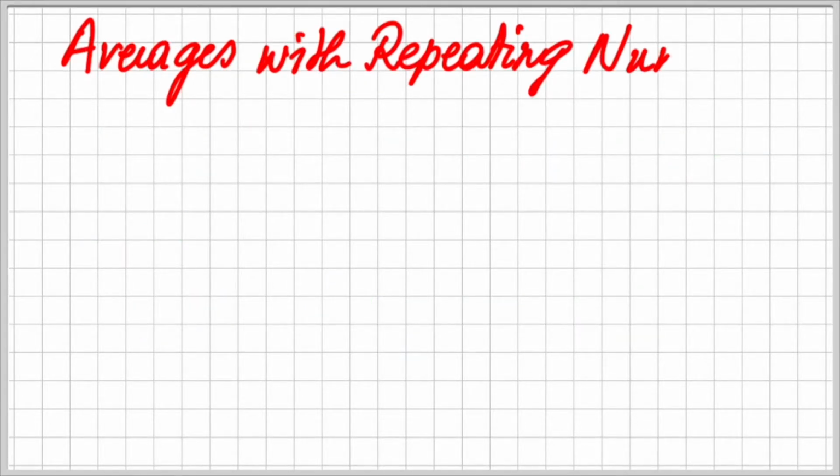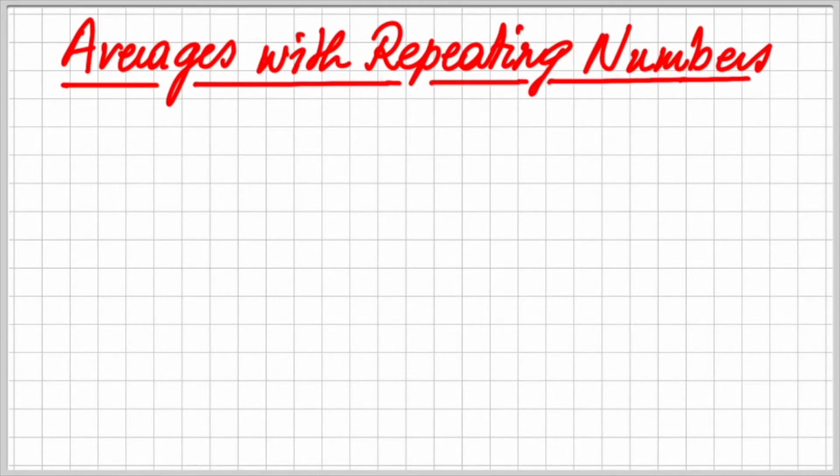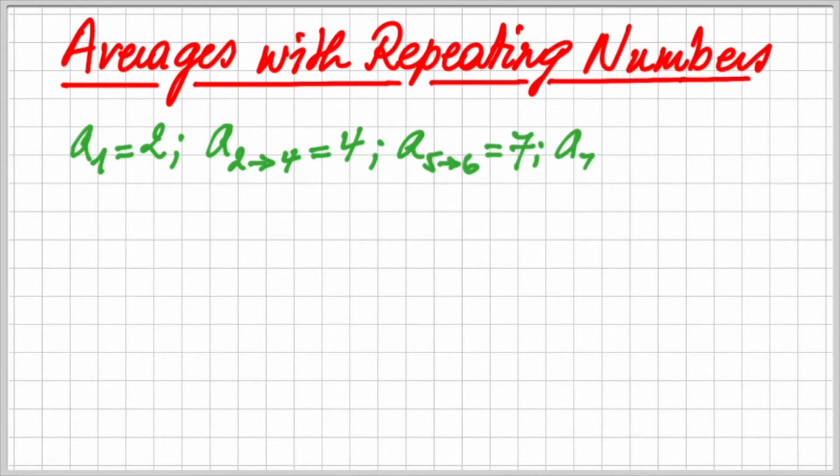Now let's have a look when we have some repeating numbers. In some cases we can have the same number reappear more times. In this case I have a1, which is equal to 2, only once. We have a2 up to a4, which is the number 4. Basically we see this number 3 times. a5 and a6 are 7, so we have twice 7. a7 once, which is equal to 8, and a8, which is equal to 12. Now n is equal to 8.